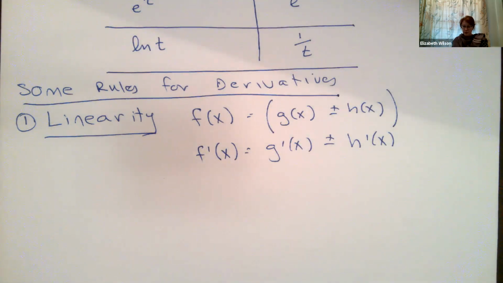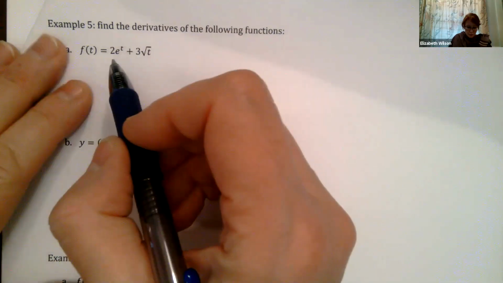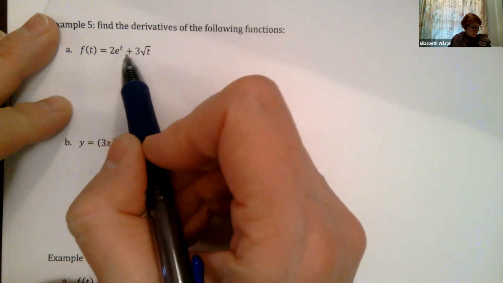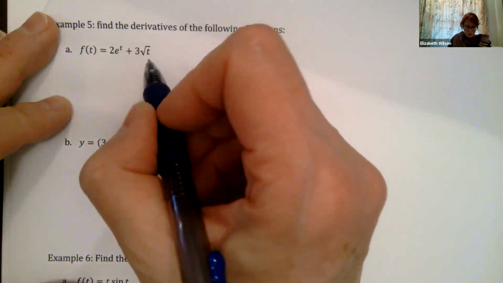So let's do our example here. Example 5. F of t equals 2e to the t plus 3 radical t.